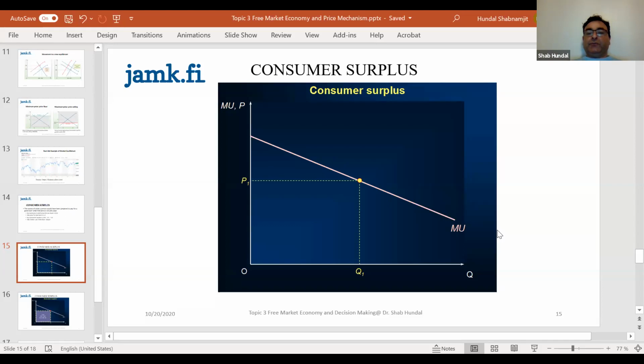Now I want to ask you before I proceed further, do you think this is the right shape of this curve? Or is there something wrong with it?